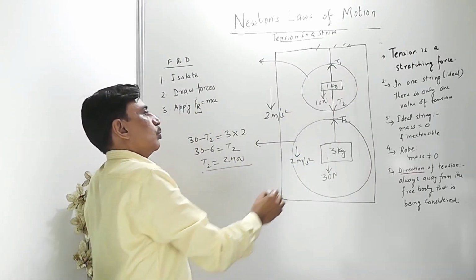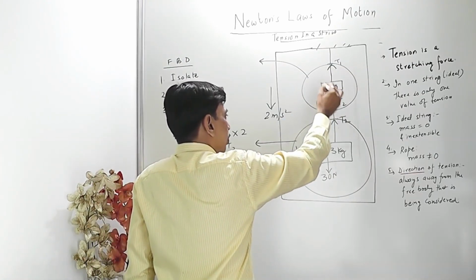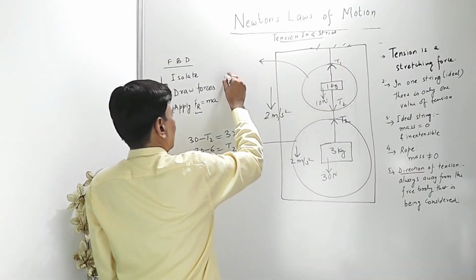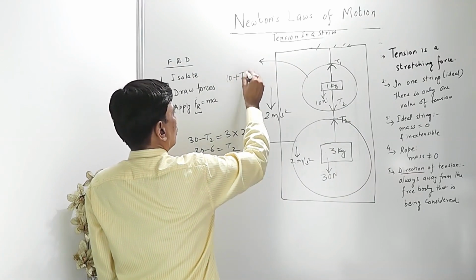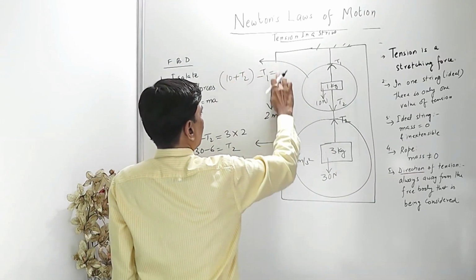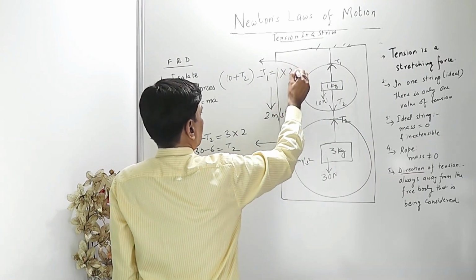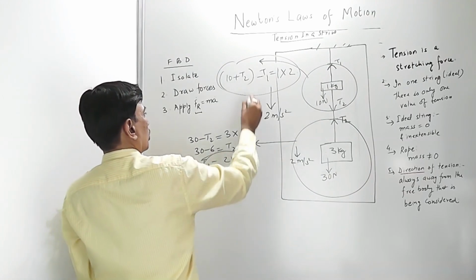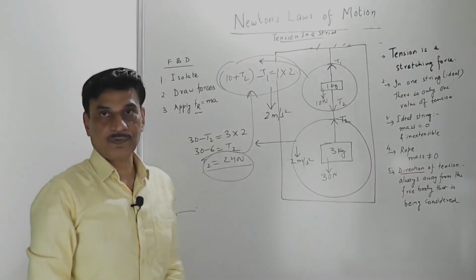It means that from the downward forces we have to subtract the upward forces. So downward forces, that is 10 plus T2, this is the downward forces, minus T1 is equal to mass, which is 1, into acceleration, which is 2. We can put the value of T2 from here, 24 Newton over here, and we can get the value of T1.